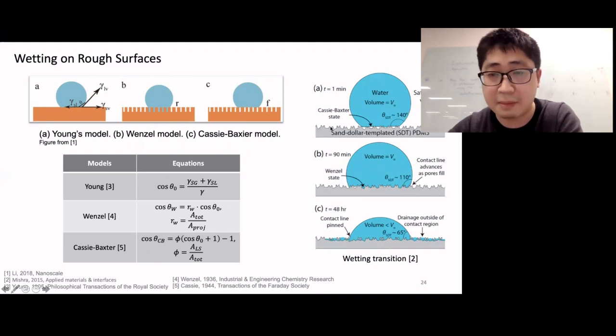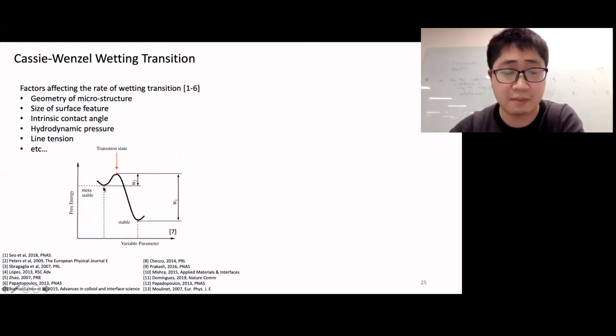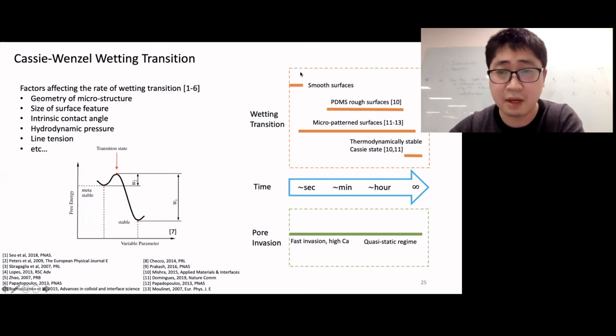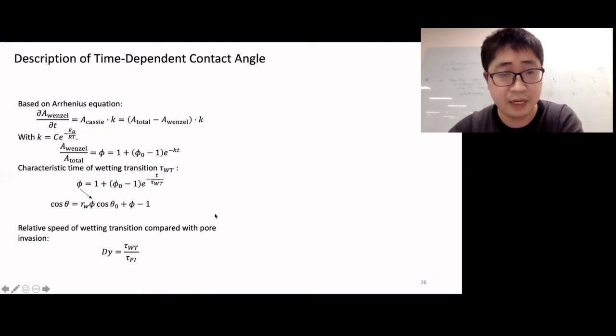So here is the schematic of an experimental observation of a droplet. As time goes on, you see the apparent contact angle decreases, which is a transition from the Cassie state to the Wenzel state. The transition from Cassie to Wenzel is a function of many parameters, including geometry and liquid properties. Basically, you want to overcome an energy barrier going from Cassie to Wenzel. Also from the literature, there's a quite strong overlap between the possible time scale of wetting transition and pore invasion, so we consider this effect in our simulation.